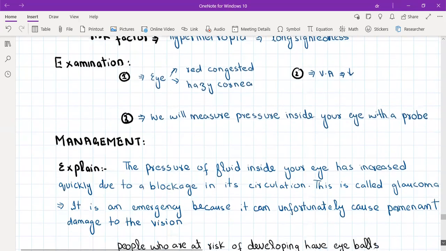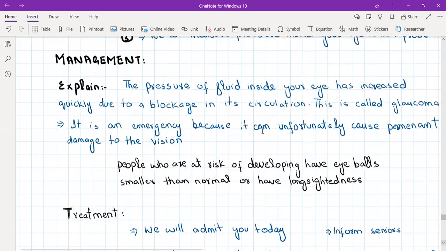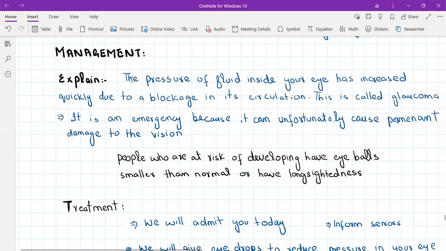Okay, how are you going to explain it to the patient? So you will tell the patient that the pressure of fluid inside your eye has increased quickly due to blockage in the circulation of the fluid. This is called glaucoma. It is an emergency because it can unfortunately cause permanent damage to the vision if not treated promptly.